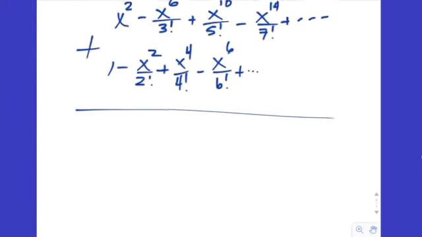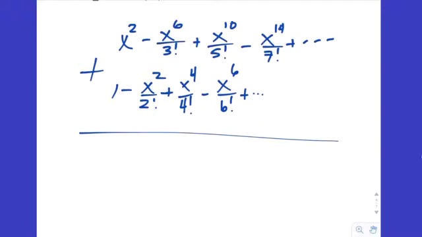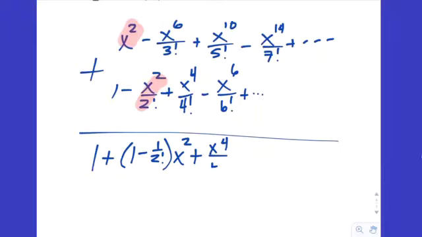Let me come over here. We can start adding like terms. So I have a 1, and then I got some x squareds, right? So those are like terms. So that's going to be a plus. I'm going to factor the x squared out. So the coefficients are going to be 1 minus 1 over 2 factorial times x squared. And then I don't have an x to the 4th in both of them, so it's just x to the 4th over 4 factorial. And then I've got some x to the 6s.